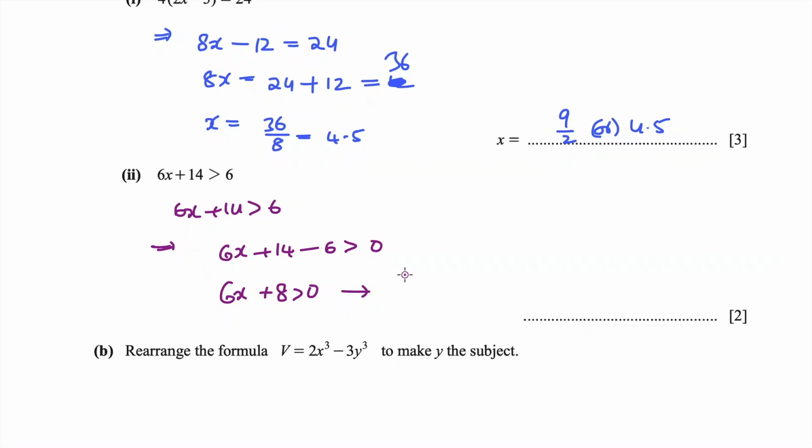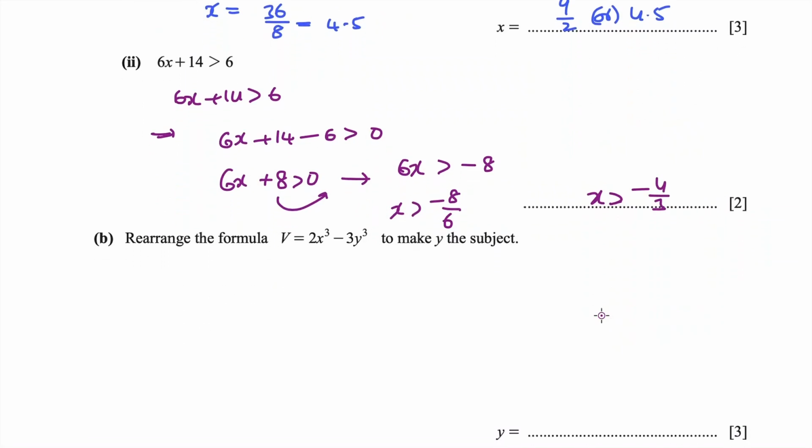So from here I will get 6x is greater than minus 8. If I take this plus 8 to the other side, it will be minus 8. So x is greater than minus 8 by 6, or the correct answer is x is greater than minus 4 by 3. That is the solution for the question.